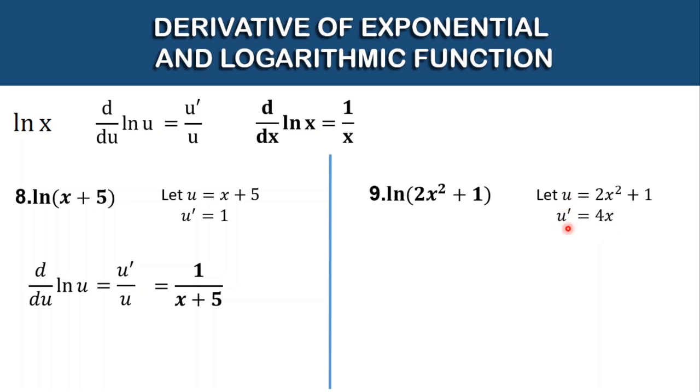Then, isa-substitute na natin ito doon sa ating guide, yung u prime over u. So, we have d over du of ln u is equal to u prime over u. u prime is equal to 4x, and u is equal to 2x squared plus 1. So ito na yung final answer natin dahil hindi na natin siya masisimplify pa or hindi na natin siya maturn into lowest term.